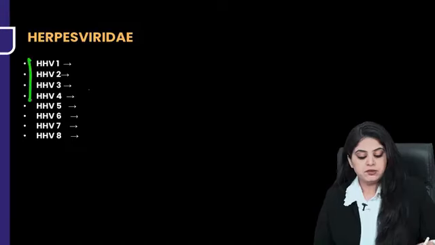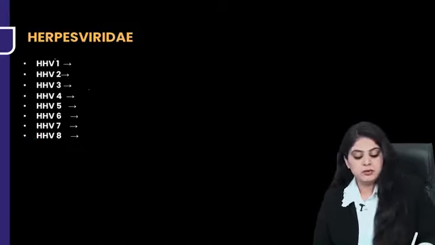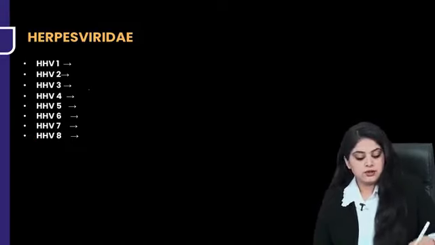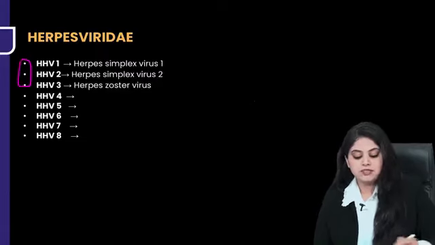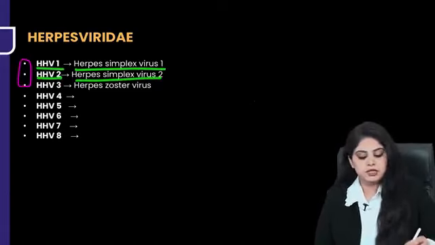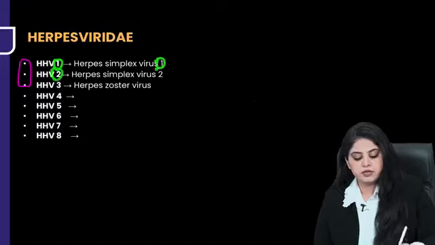So first and foremost, we divided from HHV1 to HHV8, human herpes virus 1 to 8. Out of them, 1, 2 and 3 are a group. Why are they a group together? Because all of you have heard of herpes simplex 1, herpes simplex 2. So herpes simplex 1 and 2 is human herpes virus 1 and 2. Simple. 1 and 2 over here is 1 and 2 over here.